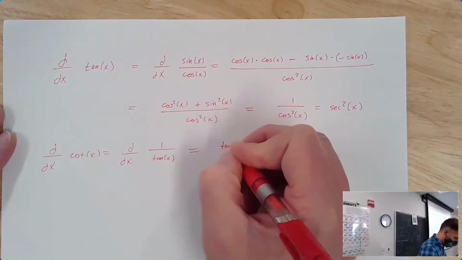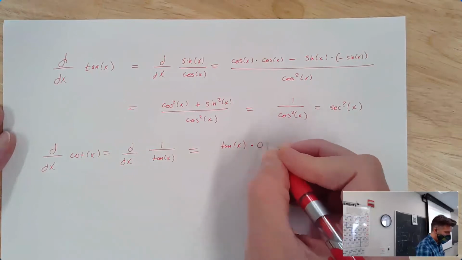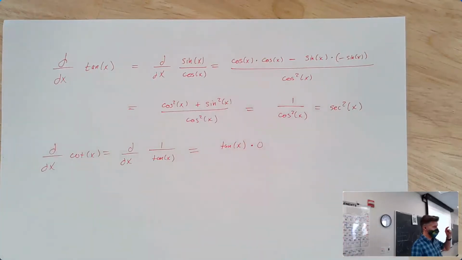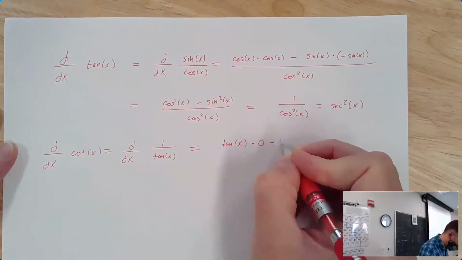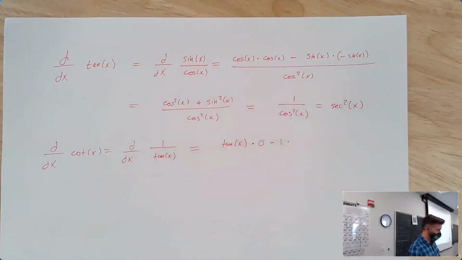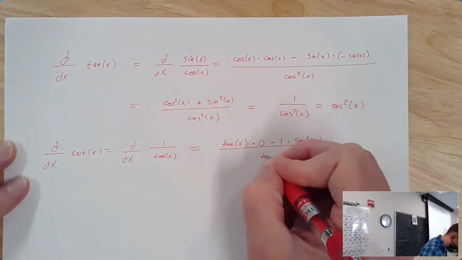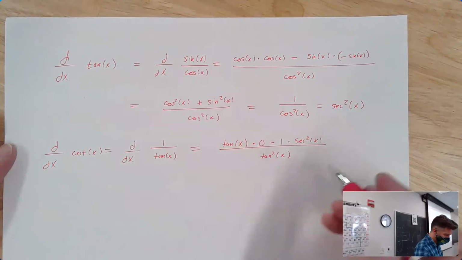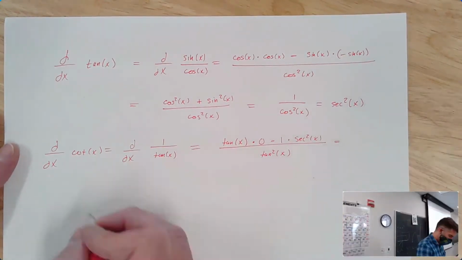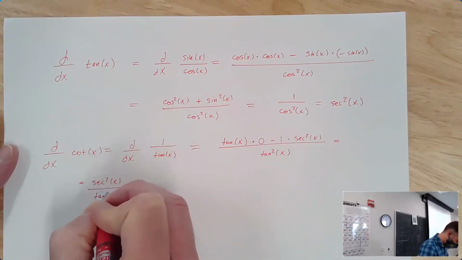Bottom times, what's the derivative of 1? 0. So do be careful. A lot of times you'll have to do a quotient rule where your numerator is just a constant, and that first half of the derivative is just going to be a 0 because it's the bottom times the derivative of the top, which is 0, minus the top times the derivative of the bottom, which we just found out was secant squared, all divided by tangent squared of x. And so we get 0 minus secant squared on top, so we have a negative secant squared of x over tangent squared of x.